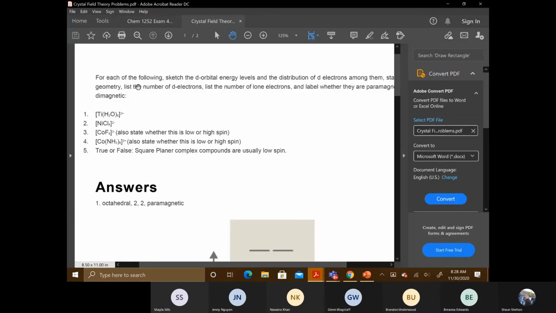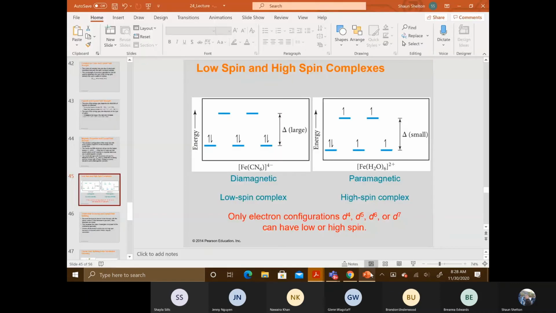So list the number of d electrons. Well, we talked about this one having 6. Both of these have 6 because the iron has a +2 charge.